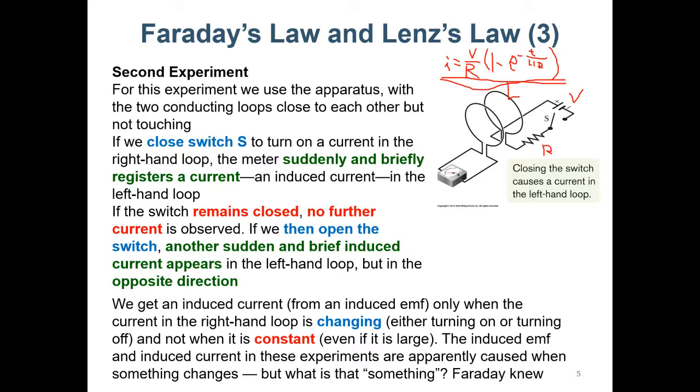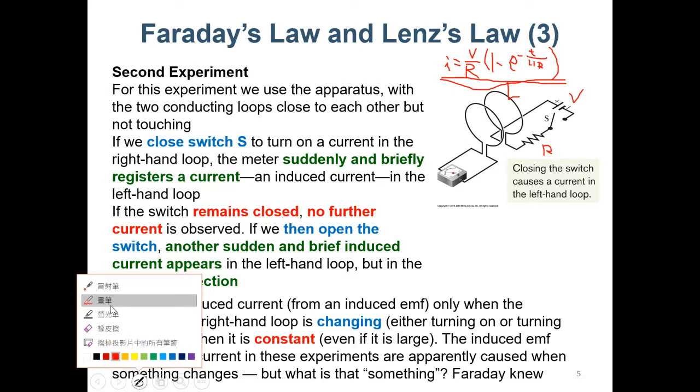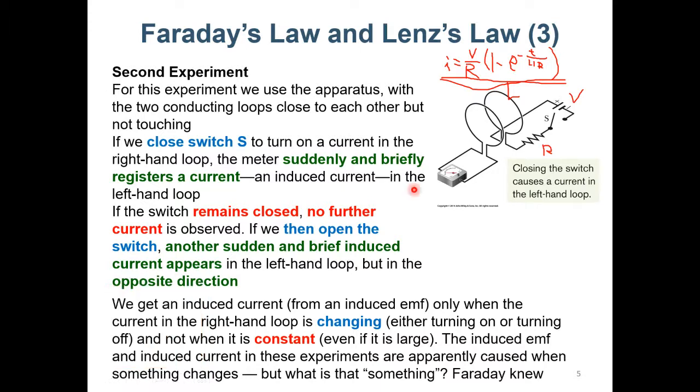The meter suddenly and briefly registers a current, an induced current in the left-hand loop, which means that when we close the switch, we have some current. Actually, these two loops are not touching each other, but we still register a current in this loop, similar to the previous experiment. If the switch remains closed, no further current is observed because the current doesn't change anymore. It settles to this current.